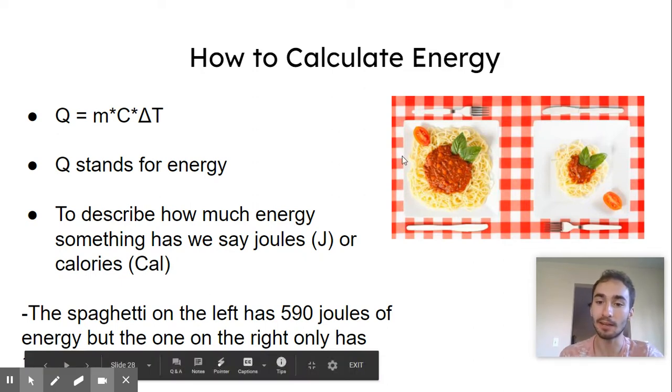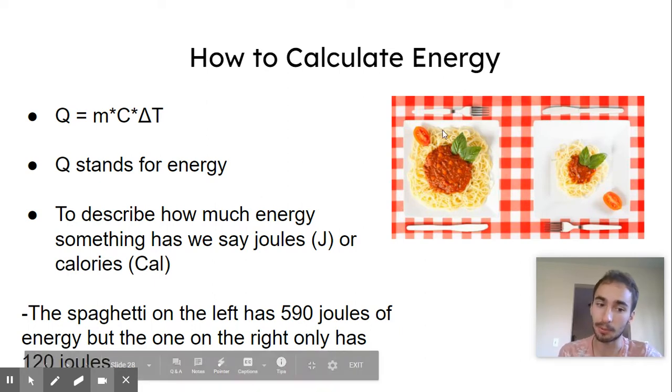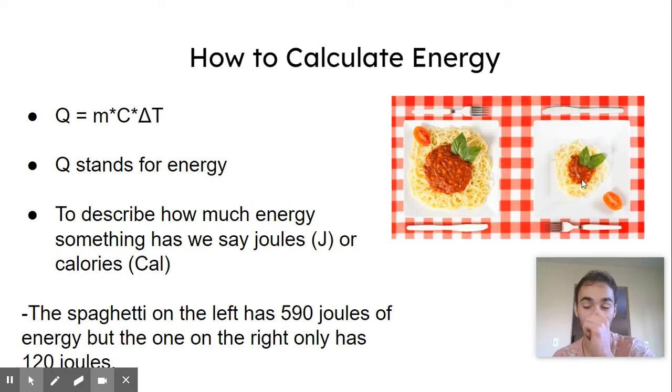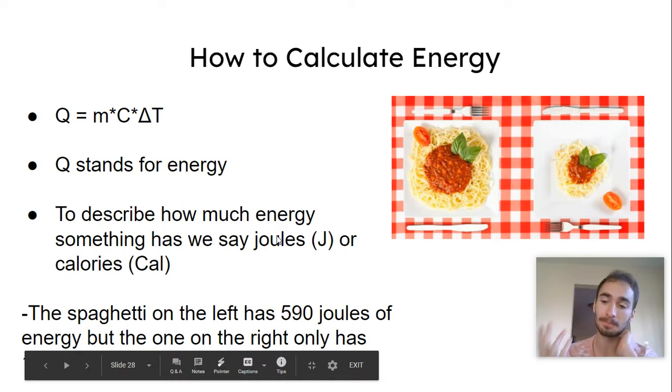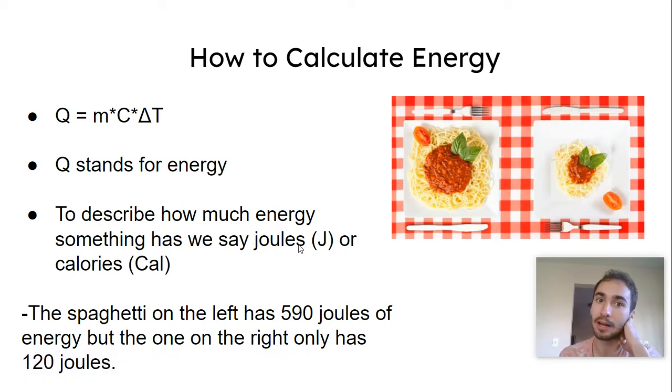So here's my example. The spaghetti on the left, this big boy has 590 joules, but the one on the right, this little appetizer, only has 120 joules. And when I say joule, I don't mean like a diamond. I mean it's spelled like this. It's named after a scientist who discovered how to measure energy. Some joule guy, okay. Because science was dominated by men in the old days.